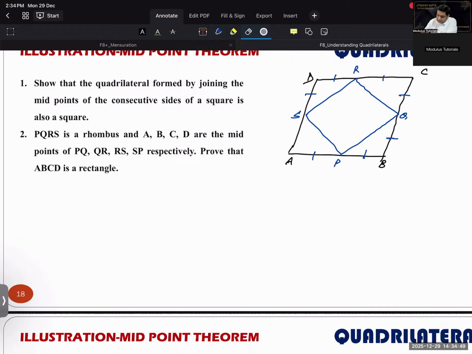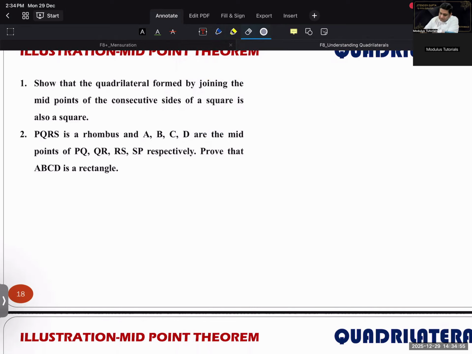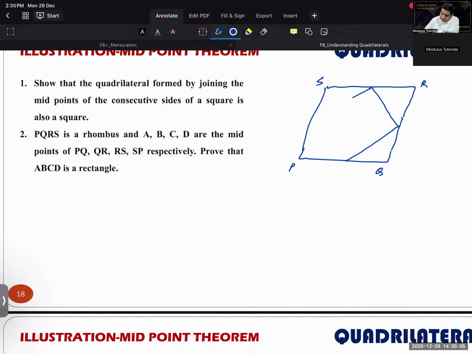Originally it is PQRS. I think the labeling is to be corrected. I can draw it again, no worries. It is given PQRS is a rhombus. A, B, C, D are the midpoints. So this is the midpoint. Got it? Now because it's a rhombus, all sides would be equal and halves are also equal.